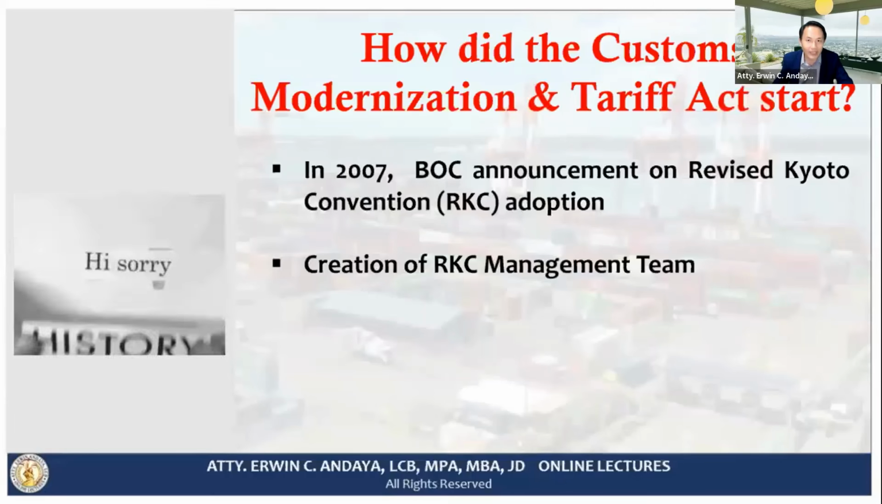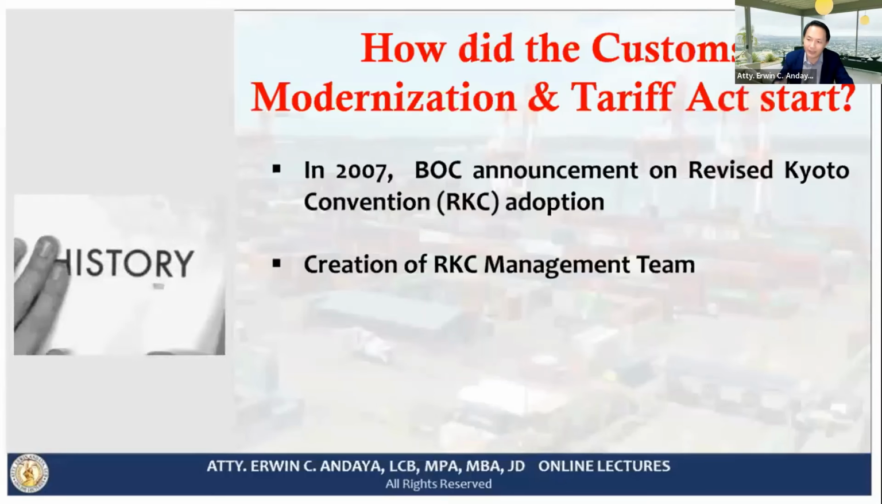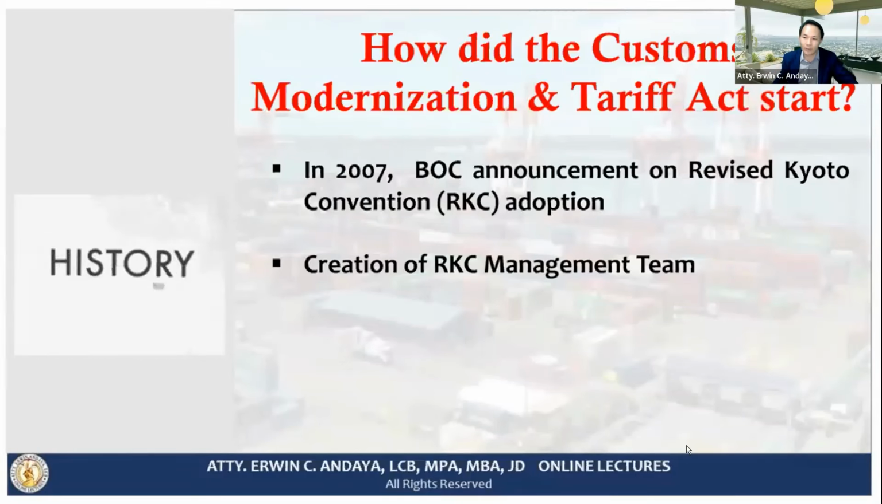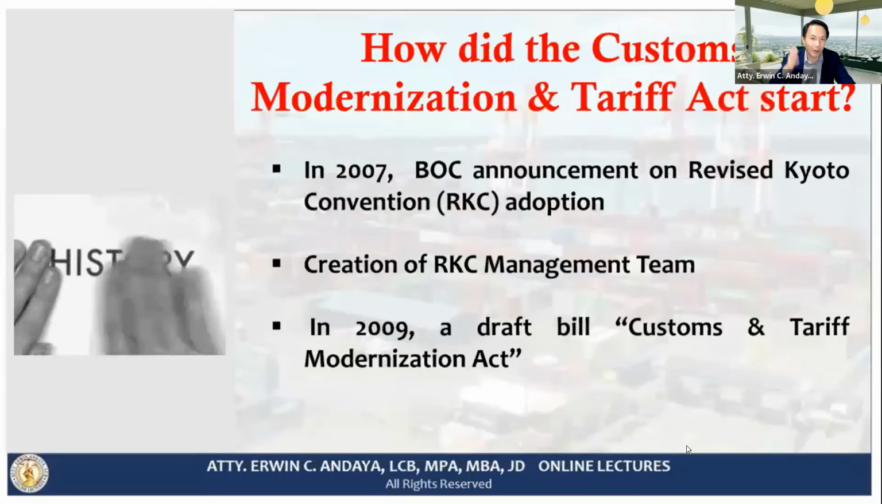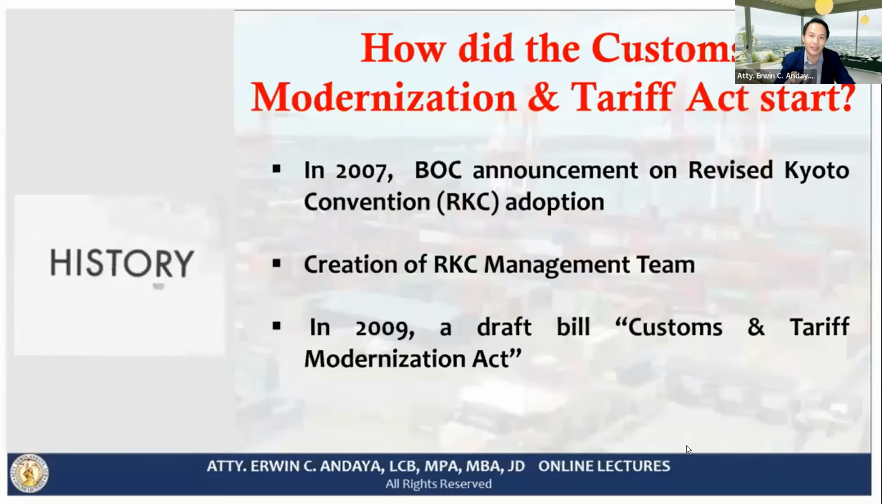So the World Customs Organization Council adopted the revised Kyoto Convention as the model for efficient and modern customs procedures in the 21st century. Kaya nga yung title ng batas, Modernization, because this is our goal, this is our aim to become a modernized customs administration which is among the world's best. So in 2009, part of making sure that our commitment is realized is to pass a law that would make our customs regulations, procedures, and practices compliant with the RKC commitment and at par with international best practices.